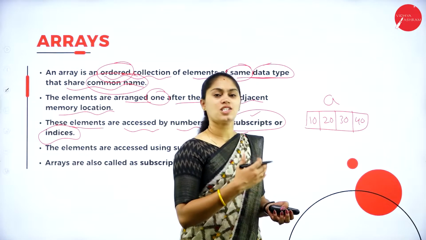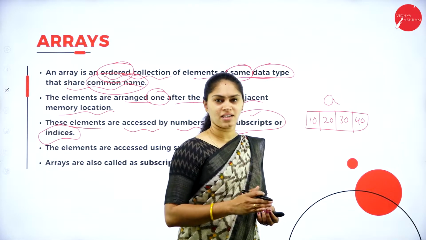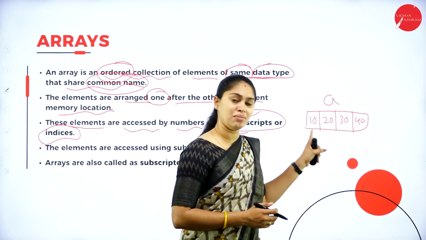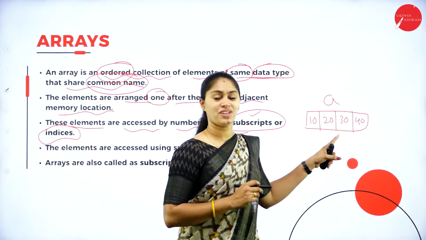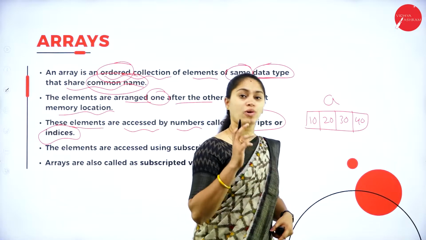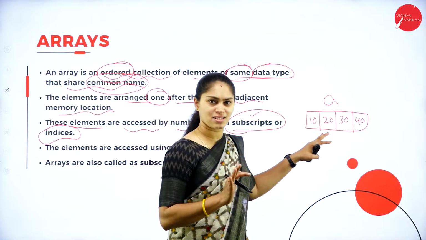How can I know where you are living? Just by knowing the location, right? Just by knowing the door number, flat number, anything it can be. So here also we access the elements of an array with the help of its subscript. That subscript is a number which specifies the location of an element in an array.